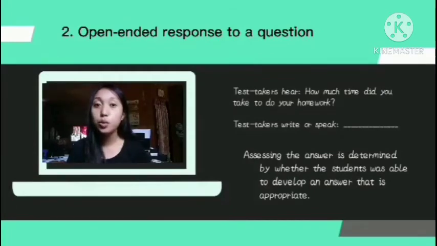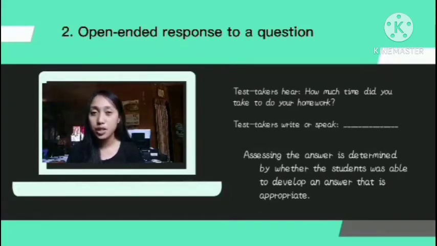Second is the open-ended response to a question. This time, test takers will write or speak their response. When an open-ended item is used in responsive listening, it involves the student listening to a question and providing an answer that suits the context of the question. Assessing an answer is determined by whether the student was able to develop an answer that is appropriate. The open nature of the question allows for creativity and expressiveness.